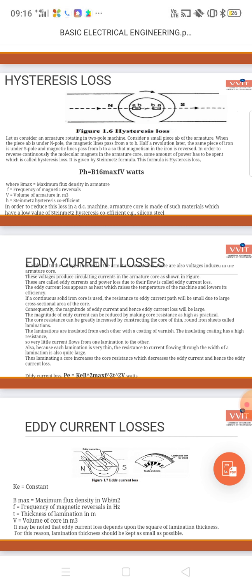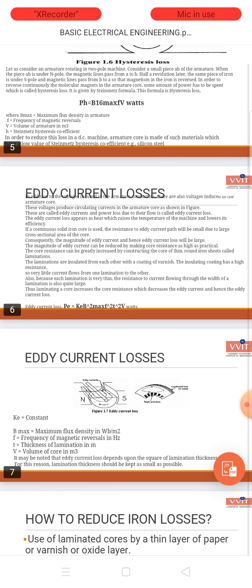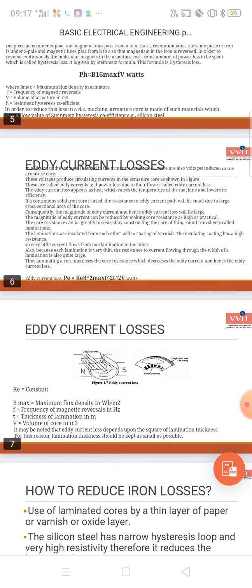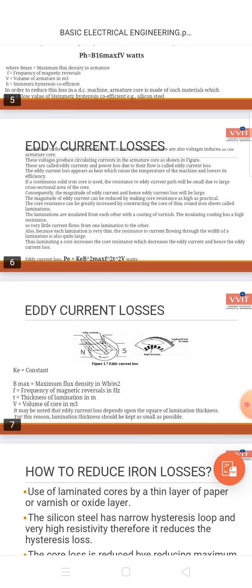The core resistance can be greatly increased by constructing the core of thin round iron sheets called laminations. The laminations are insulated from each other with a coating of varnish. The insulating coating has a high resistance, so very little current flows from one lamination to the other. Also, because each lamination is very thin, the resistance to current flowing through the width of a lamination is also quite large. Thus, laminating a core increases the core resistance, which decreases the eddy current and hence the eddy current loss.